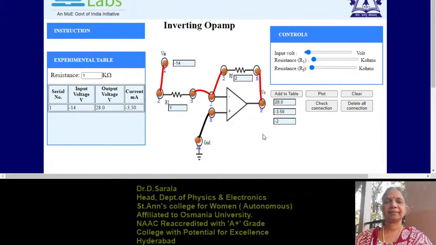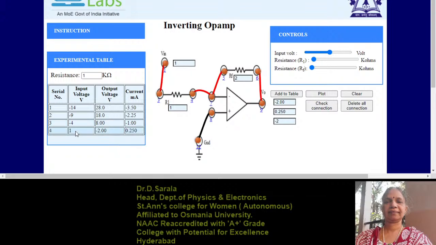You can take a screenshot of each of these and see what you are getting. Then this is an inverting amplifier. So if you give a negative voltage, the gain is minus 2 because it's minus RF by RA. So minus and minus becomes plus. So you are getting it as 28. Minus 9, 18. Keep on changing this. Minus 4, 8.